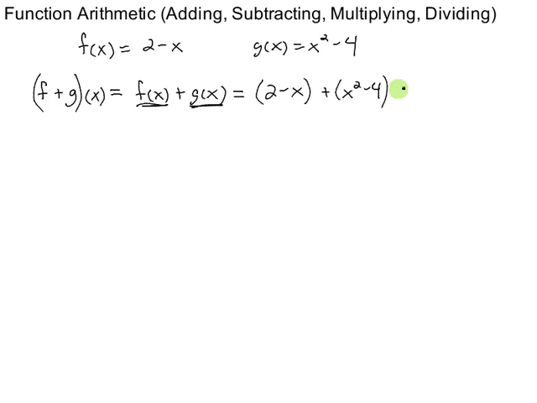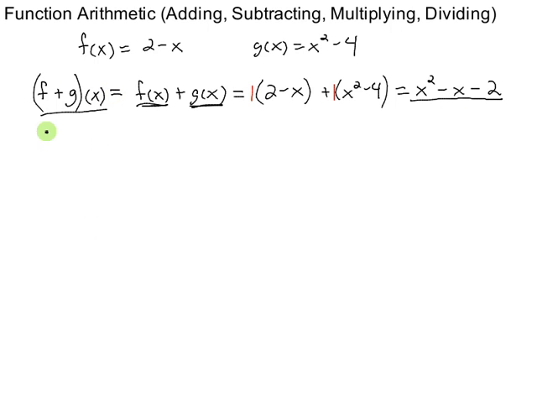So when we add these, we can drop the parentheses because there's like an understood 1 out in the front, so we could distribute the 1 to get rid of the parentheses, and we end up with 2 minus x plus x squared minus 4, and we'll combine like terms. X squared, there's only the 1x squared. There's only the negative 1x. You've got positive 2 minus 4, that's negative 2. So this is the f plus g of x function. This is your output of this function when x is the input to the function.